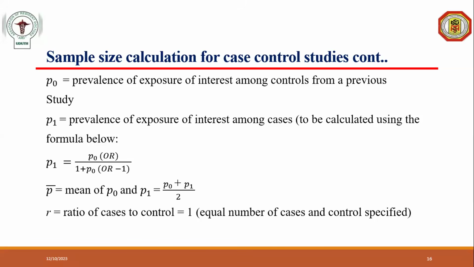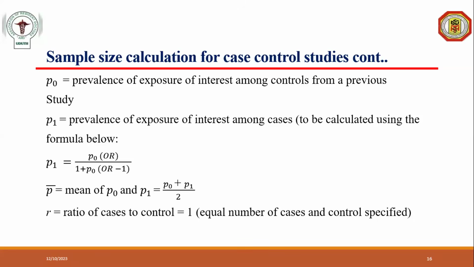Then P bar is the mean of P naught and P1. Let's say P naught is 10 and P1 is 20. Then your P bar will be equal to 10 plus 20 over 2, which is 30 over 2, which is 15%. That will be your P bar.